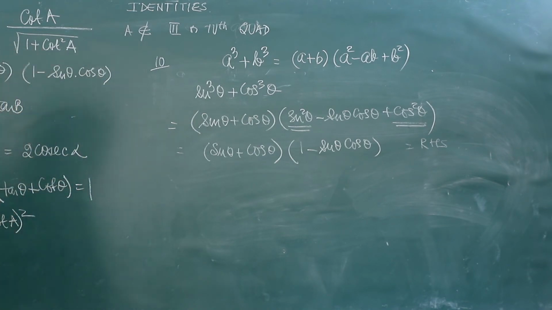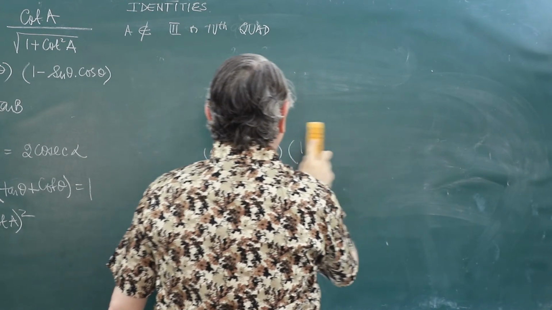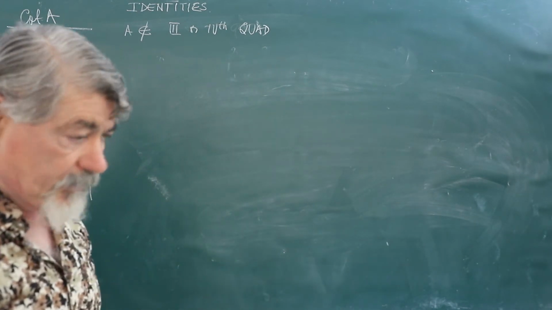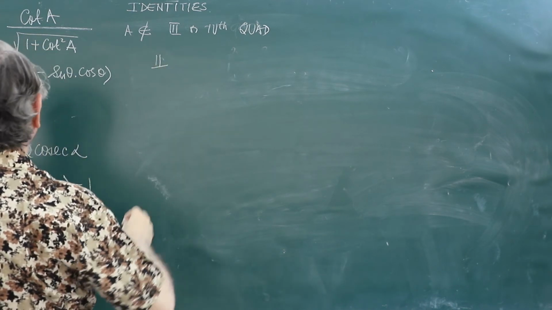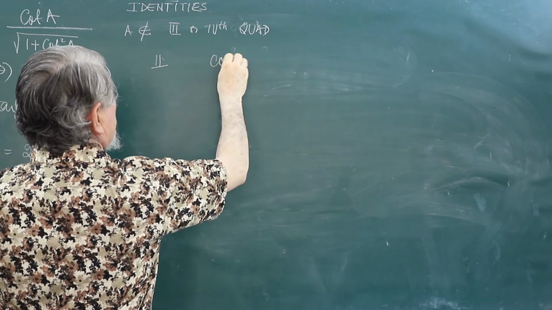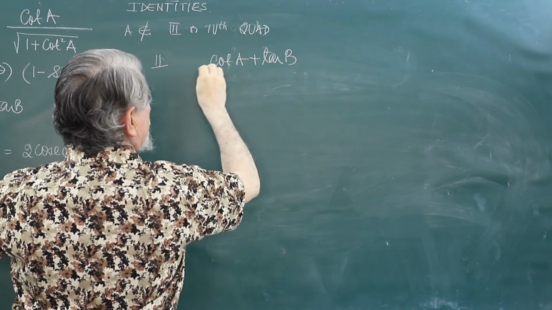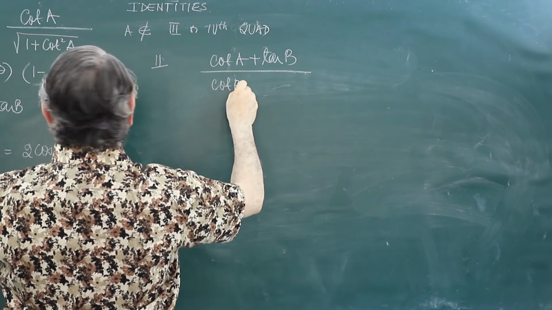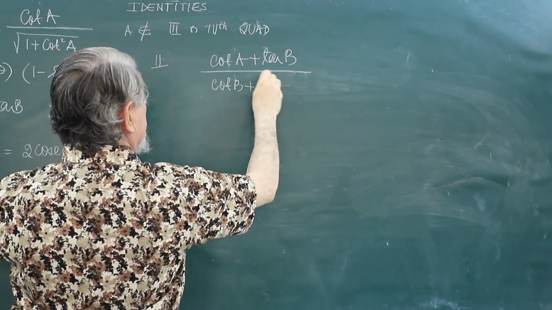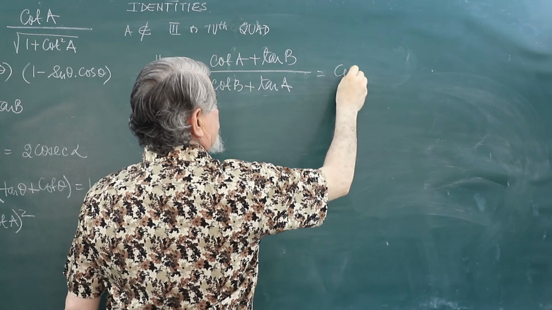Now let us see question number 11, which is cot A plus tan B upon cot B plus tan A is equal to cot A tan B.